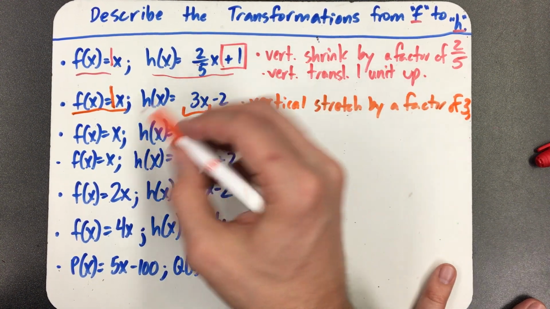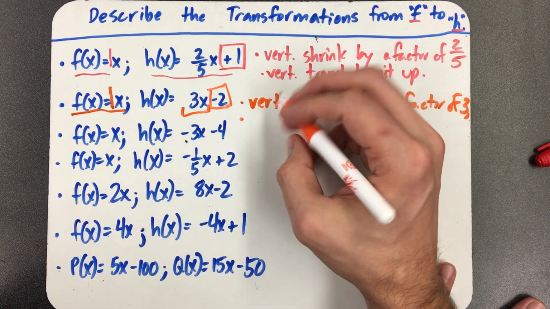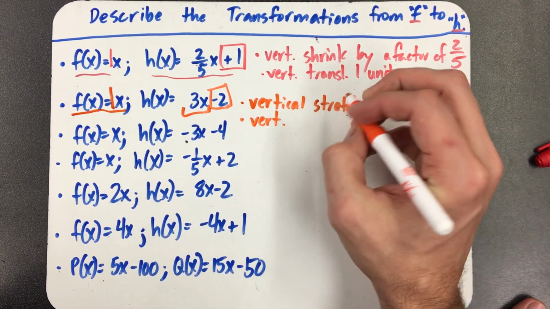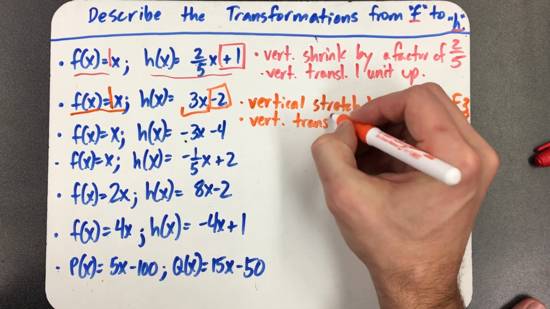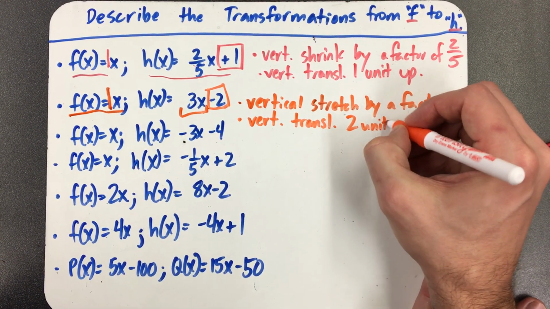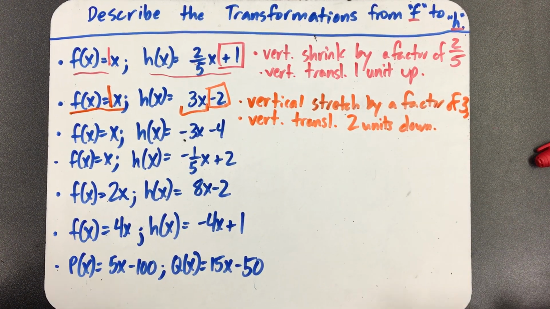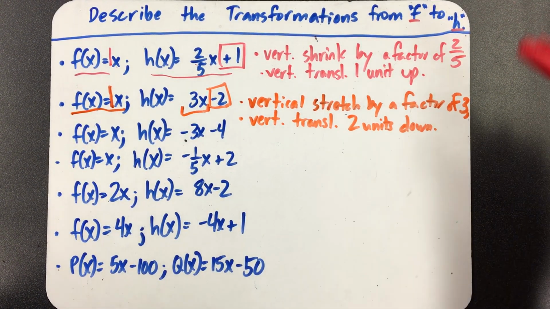And then what else did we do? This didn't have any adding or subtracting on it. This one has a -2 at the end. So when you do a -2, that's a clue. This is going to be a vertical translation. And then we moved it 2 units down because it was subtracting 2. If that would have been a +2, we would have had a different answer, right?